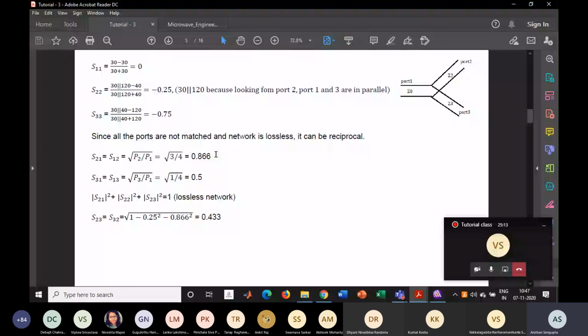Now put these values in this unity equation and you will find the value of S23, that is the isolation between 2 and 3, and the magnitude will come out as 0.433. And as it is reciprocal, S21 and S12 are the same, and S31 and S13 are also the same. So all the 9 elements of this matrix can be found.